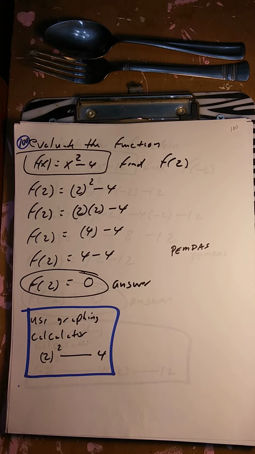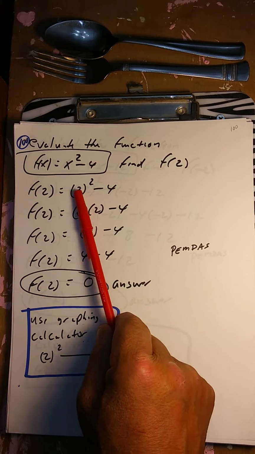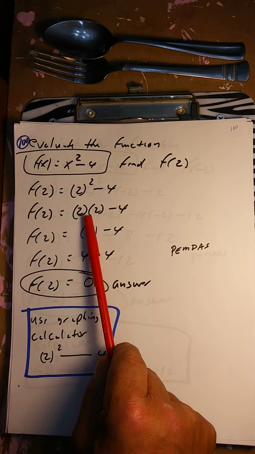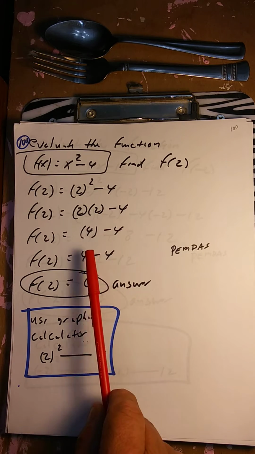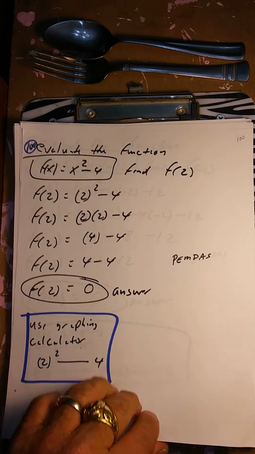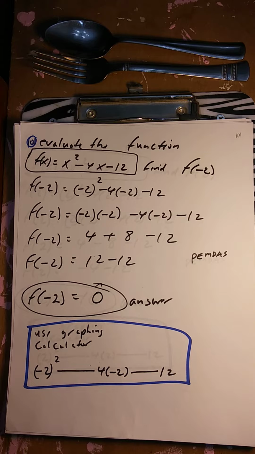F of 2 is going to be, again, put it in parentheses. 2 squared. 2 squared means what? 2 times 2. And 2 times 2 means what? 4. So 4 minus 4 is 0. Yay.